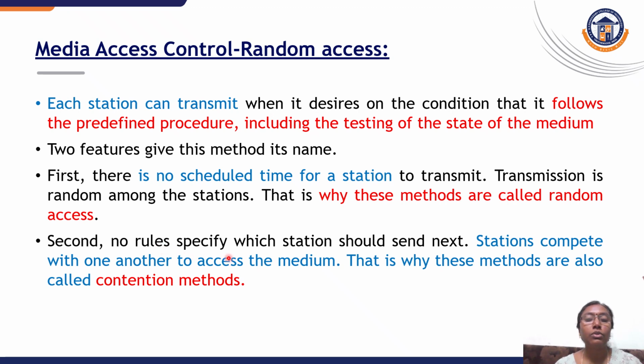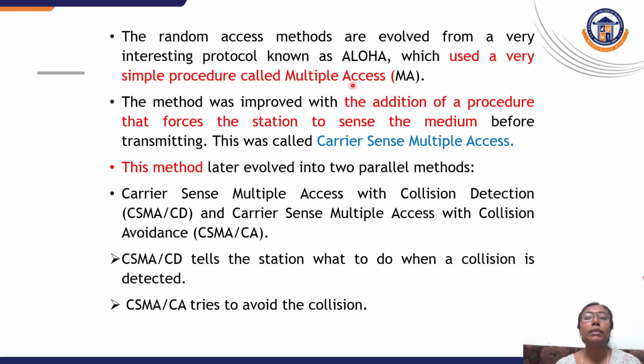There is no rule to specify which station should transmit next. So each station competes with one another to access the medium, which is why it is otherwise called a contention method. Random access methods evolved from a very interesting protocol called Aloha, a very simple procedure called multiple access. Then the second method, an improved method with the addition of a procedure that forces the station to sense the medium, is called carrier sense multiple access.